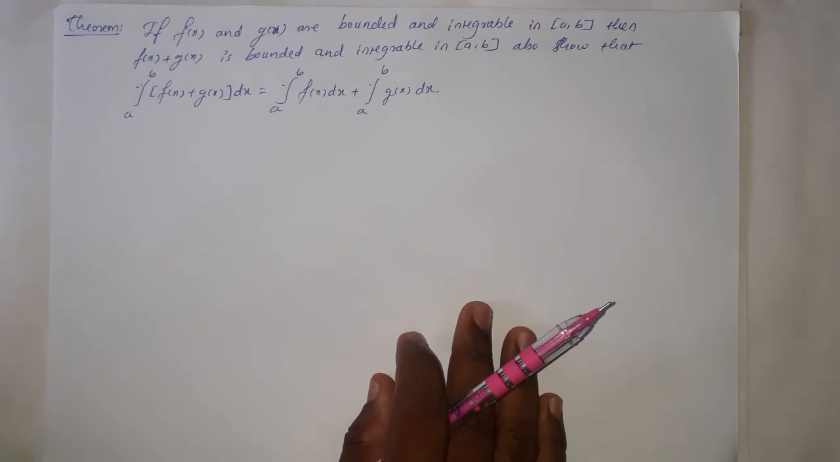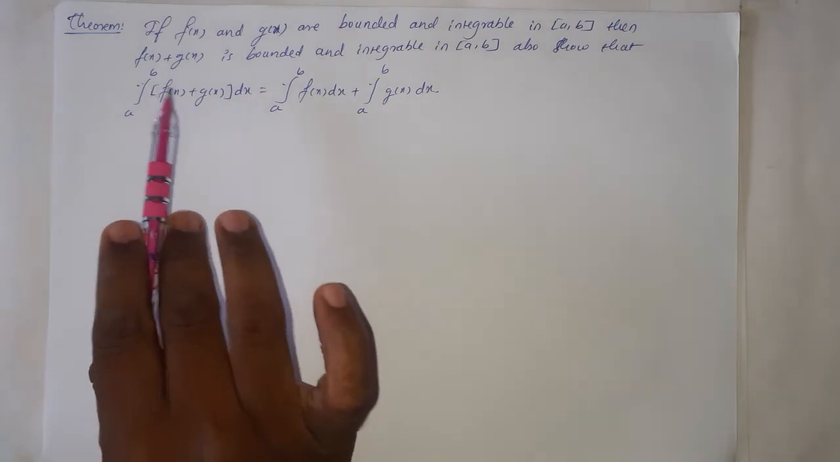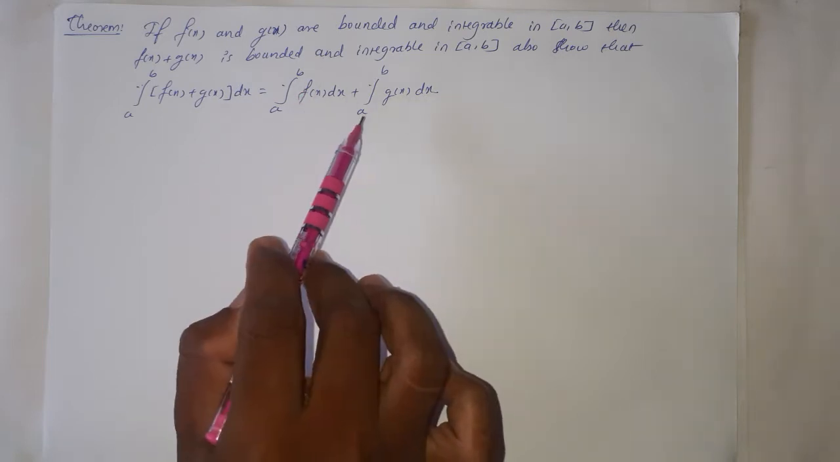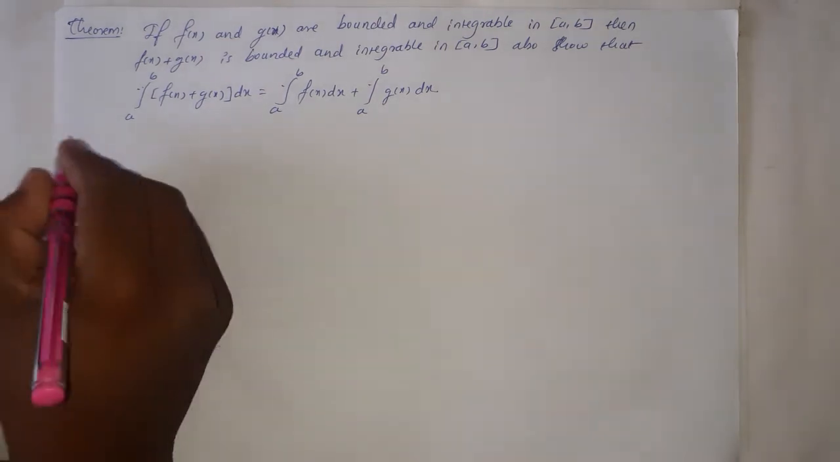So, here in this theorem it is given that the two functions f of x and g of x are bounded and integrable, then their sum, that is f of x plus g of x, is also bounded and integrable, and integration of the sum of two functions is equal to sum of two integrals, that is integration over a to b f of x plus g of x equal to integration over a to b f of x plus integration over a to b g of x. So, it is the given theorem. So, now let us prove this one.